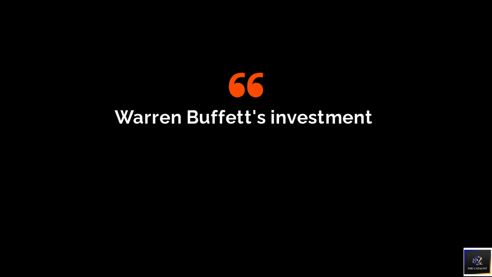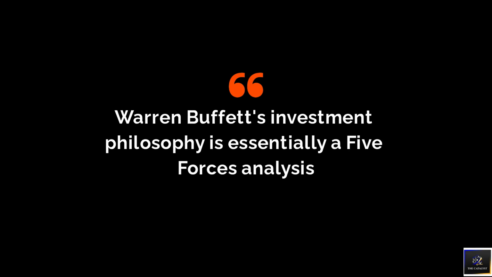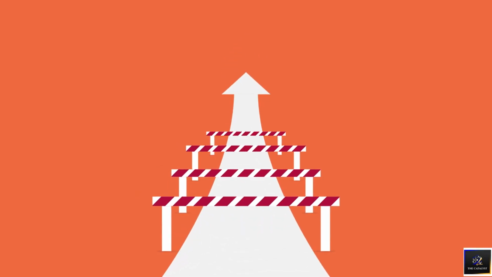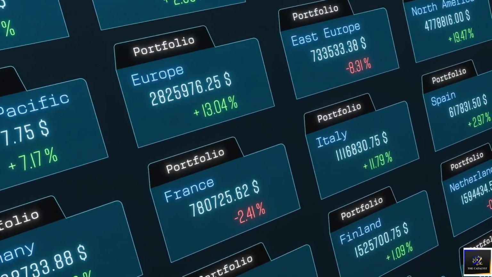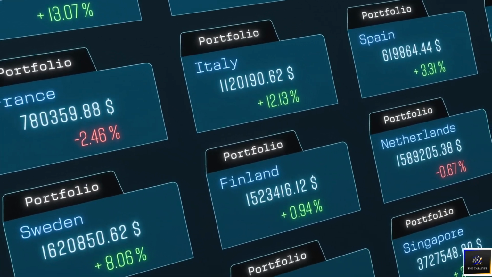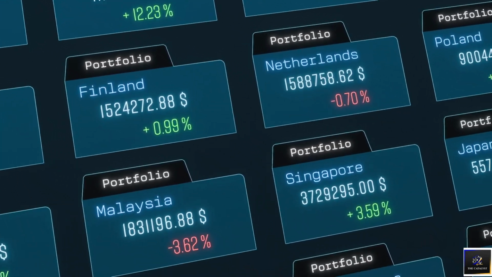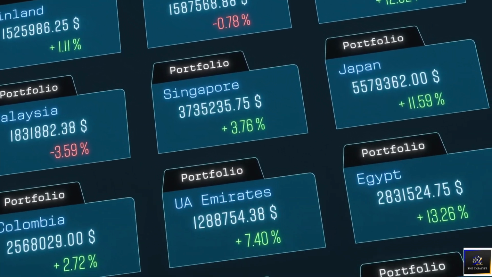Warren Buffett's investment philosophy, which he describes as looking for businesses with wide moats, is essentially a 5 Forces analysis. Moats are structural entry barriers, switching costs, network effects, and brand advantages that protect a business's pricing power against all 5 forces. Berkshire Hathaway's portfolio reflects a consistent preference for businesses in industries where the forces are structurally weak.